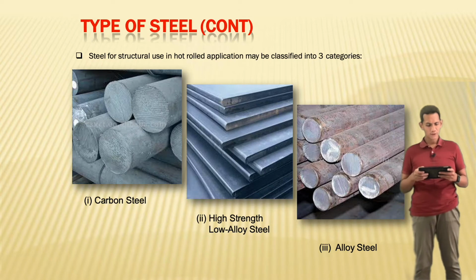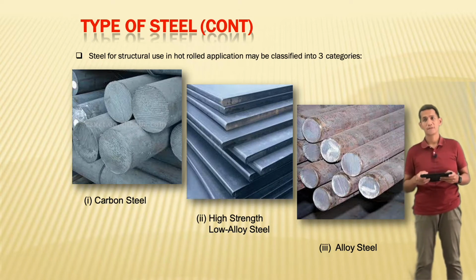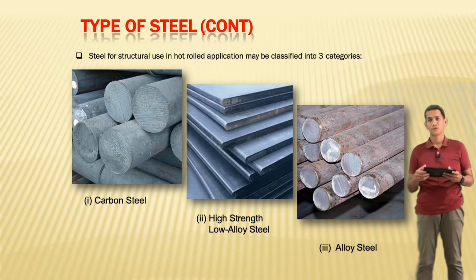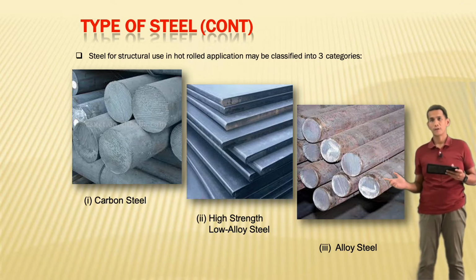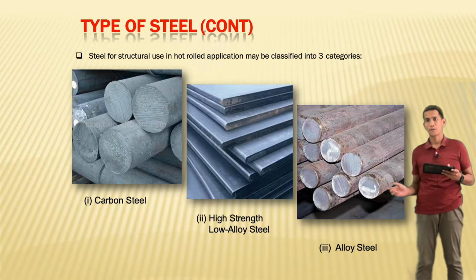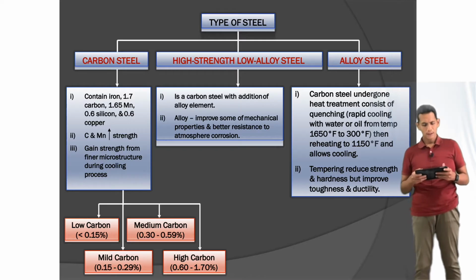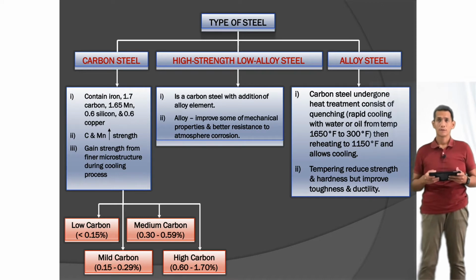Steel for structure used in hot roll application may be classified into three main categories. Number one, carbon steel; number two, high strength low alloy steel; and then we have alloy steel. Types of steel. So the first one, carbon steel.